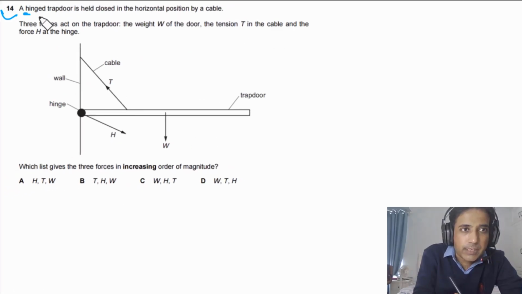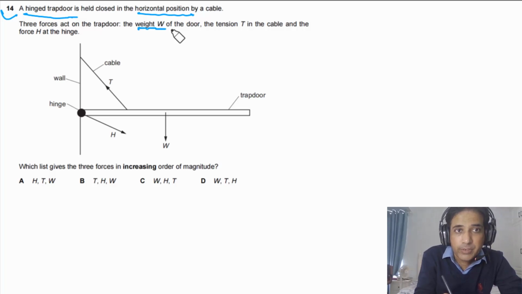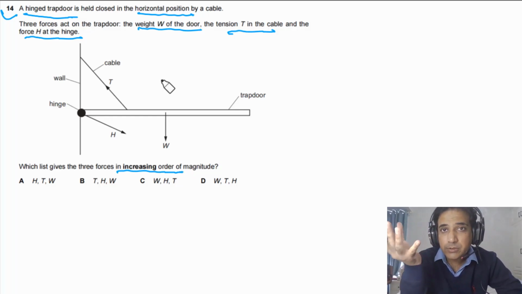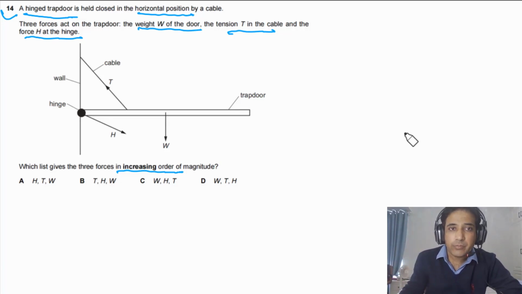Question 14 says a hinged trapdoor is held closed in the horizontal position by a cable. Three forces act on the trapdoor: the weight W of the door, the tension T in the cable, and force H at the hinge. Which list gives the three forces in increasing order of magnitude? This is a typical question. You will see this question in many past papers, so understanding this one is very important.